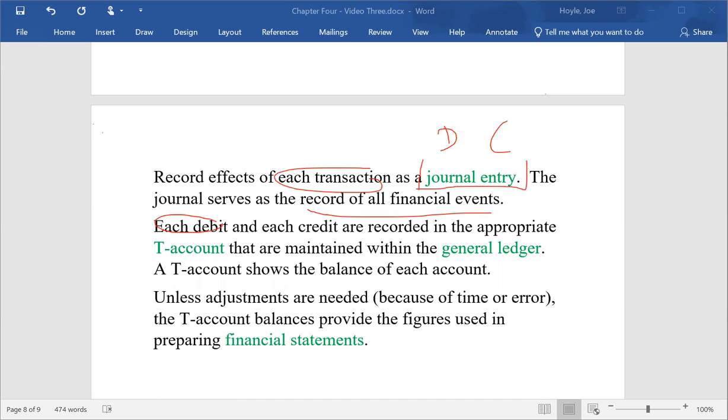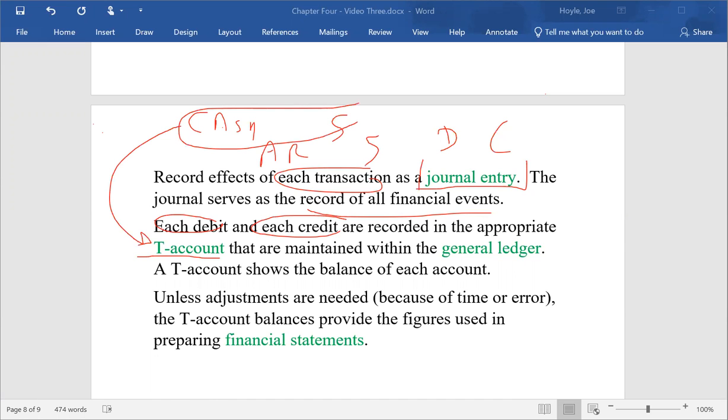Each of those debits and each of those credits then are recorded in the appropriate T account. So if you have an entry where you debit cash for $5,000 and you credit accounts receivable for $5,000, then this debit to cash is moved to the cash T account. And this credit to accounts receivable is moved to the accounts receivable T account. So keep in mind, the journal entries record the transactions, the events of the transactions. Each debit and each credit is moved to the appropriate T account where the account balances are maintained.